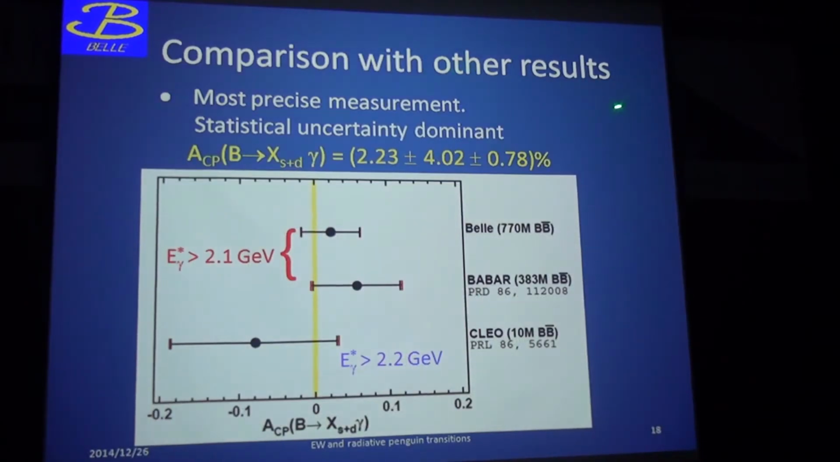This compares with the other results. We have the old BaBar measurement, this is our Belle measurement at 2.1, and this early CLEO measurement. So far, this is the best measured CP asymmetry of B to Xs+d gamma. It is 2.23% with larger errors, which means it is still consistent with 0. No new physics hint is observed.